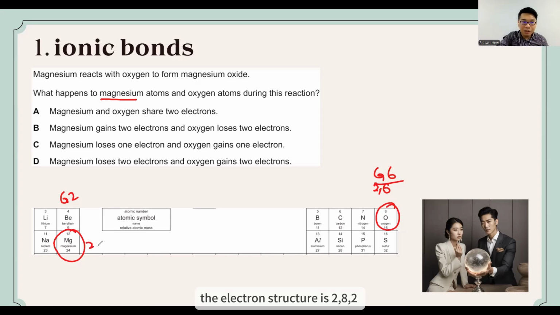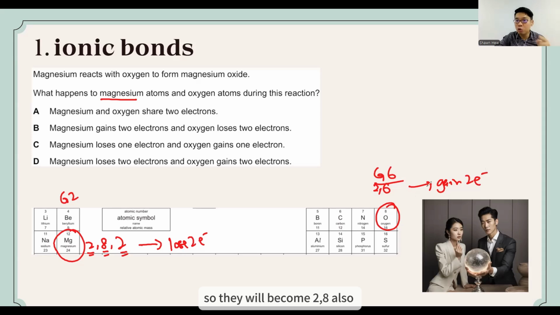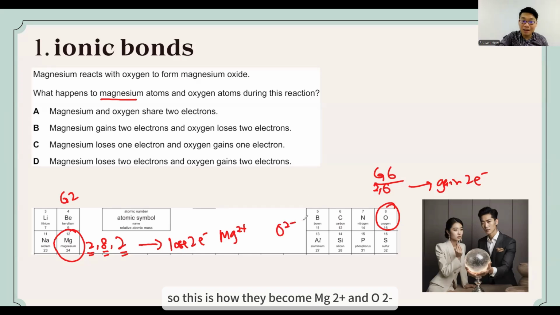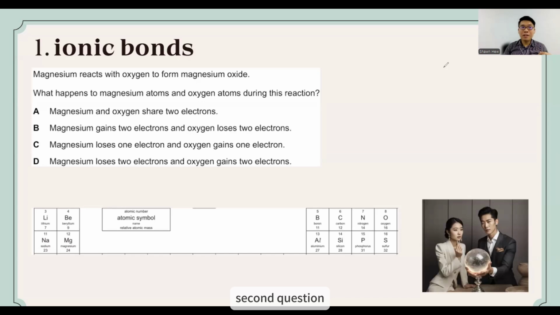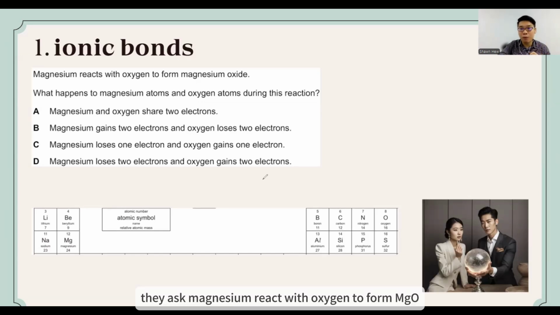This magnesium, the electron structure is 2,8,2 because you have 12 electrons. So the first shell has 2 electrons, second shell 8 electrons. So the balance is 2 electrons on the outer shell. To achieve the octet or duplet, they will lose 2 electrons. While for oxygen, it is initially 2,6, so it needs to gain 2 electrons, so they will become 2,8 also. So this is how they become Mg2+ and O2-. Magnesium will lose 2 electrons, oxygen gains 2 electrons.